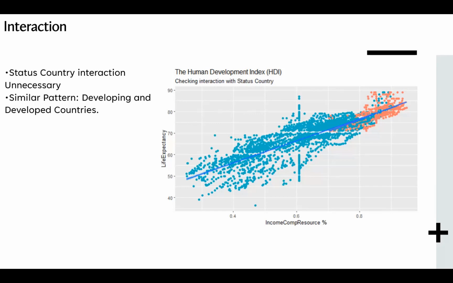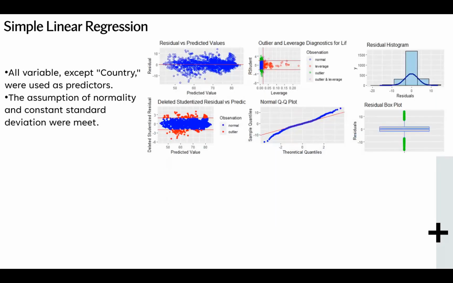In other words, it seems that the impact of the income resource percent on life expectancy does not significantly differ between these two groups. This similarity suggests that there is no strong interaction effect between country status and income resource. This means that the relationship between the income resource percent and life expectancy remains relatively consistent across different country development status. Therefore, we can confidently conclude that we do not need to include the interaction term between country status and income resource in our model. This simplifies our model while still allowing us to capture the essential factors influencing life expectancy.